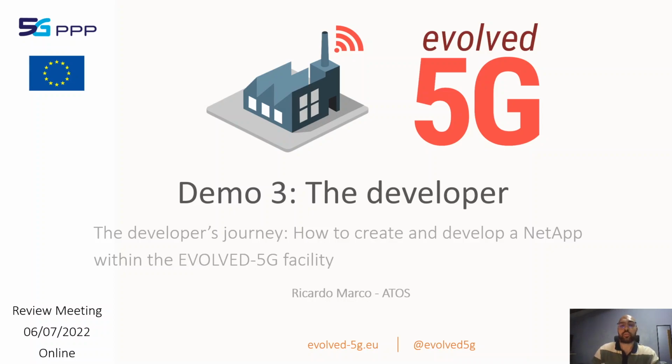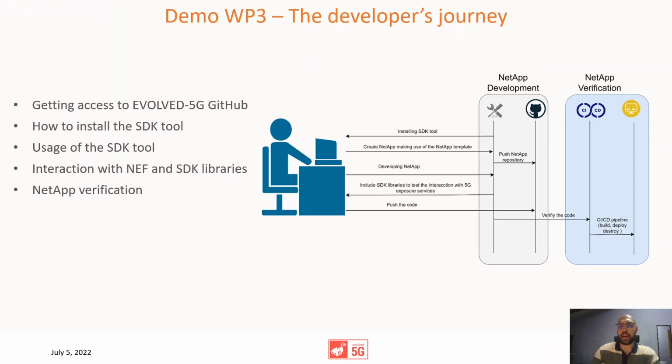What we are going to show in this demo are these bullet points: how to get access to the EVOLVED-5G GitHub, the steps to install the SDK, how to use the SDK in order to create a NetApp, and the interaction between the SDK libraries, NEF, and the NetApp, to finally see how to verify our NetApp. These same bullets are represented in the image on the right in a workflow.